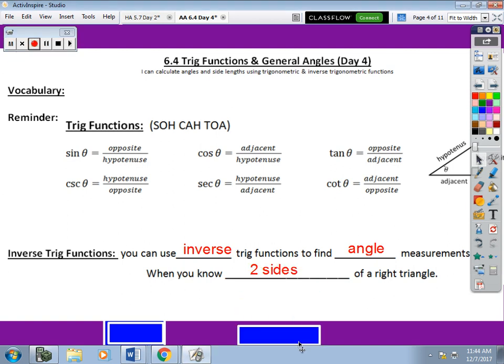You can do this when you know two sides of a right triangle. You do not need to find the third. So don't waste your time doing Pythagorean theorem. You just need to know two sides, opposite, adjacent, or hypotenuse, two of those, and you can do your trig functions.